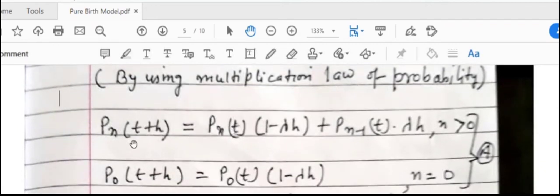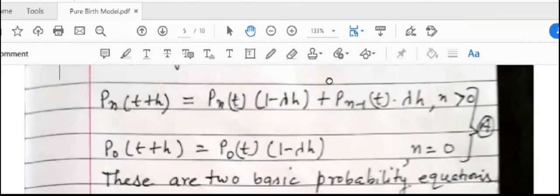We substituted here Pn(t+h) = Pn(t)(1 - λh) + Pn-1(t)·λh. As usual, I told you this is the probability of single arrival, at most single arrival, and this is the probability of the zero arrival, and this is n, this is n minus 1 as usual. And this is the condition when n is greater than 0.